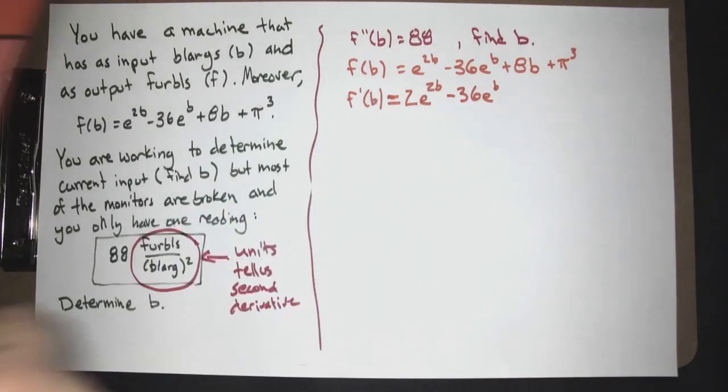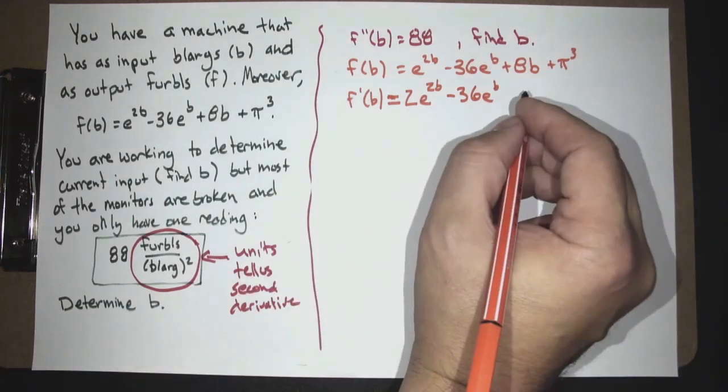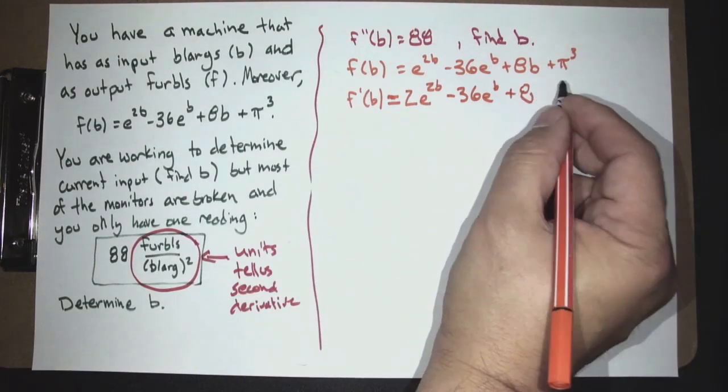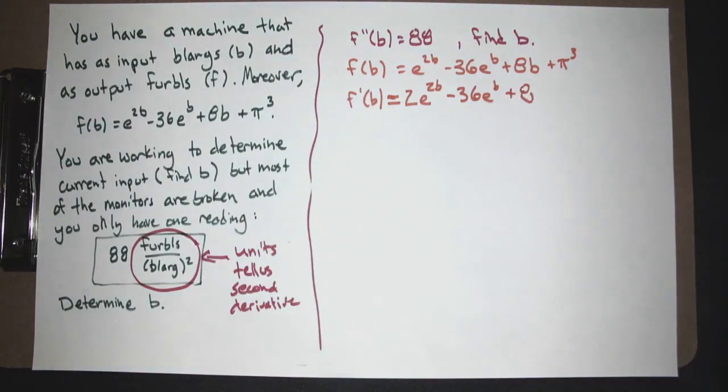How about the derivative of 8 times b? 8. How about the derivative of pi cubed? 0. Yeah, it's not 3 pi squared, it's 0. It's a constant. All right. Now, if you had not understood the problem and said, oh, take the derivative and set it equal to 88, would it have worked out nicely? Actually, it would, because I was very devious. I made it work out so the derivative also gave nice answers too.